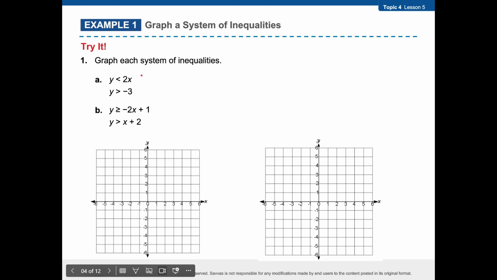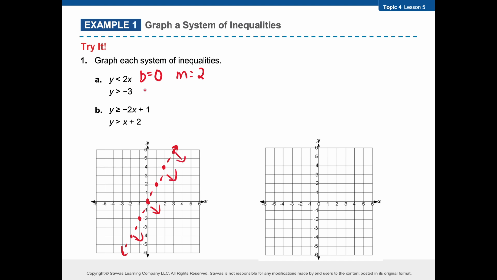Here, be careful. For my y-intercept here, there is no plus or minus b, so my b is 0. The 2 represents my slope, so starting at the origin, go up 2 to the right 1. It is a less than, so that is a dashed line. None of these points would be included in my answer, and since it is less than, it is shaded below.